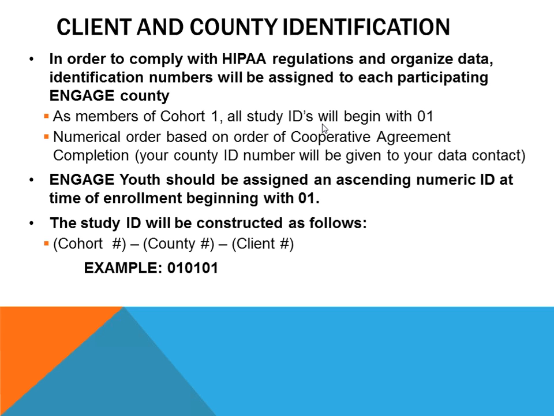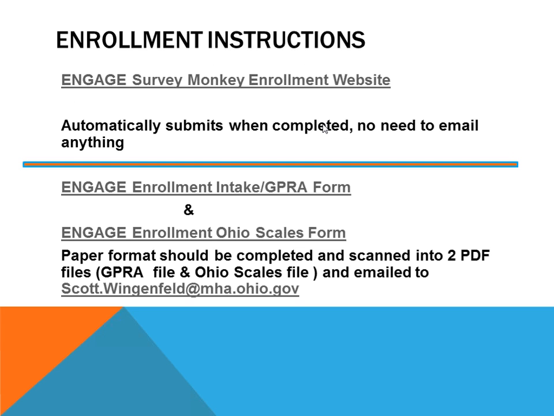Once we start enrolling clients, you will each be given an identification number. Basically, the engaged youth should be assigned an ascending number beginning with 1. So first your cohort will be 01, followed by your county ID, which could be 1 through 27 for this first cohort, and then your client number based on however many clients you have enrolled. So the example for the first cohort, first county, first client would be 010101.